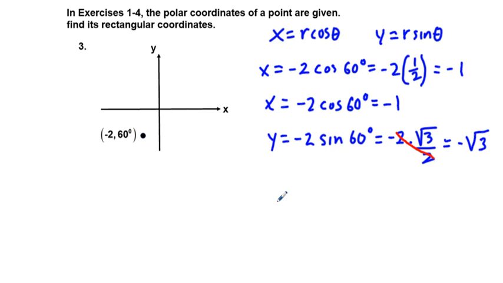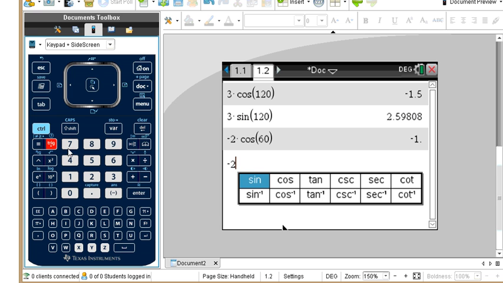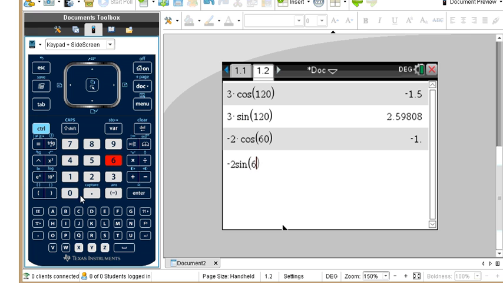And if you didn't happen to know, as I did, that the sine of 60 degrees is square root of 3 over 2, you could go to your graphing calculator. In this case, I have my TI-Nspire CX calculator, and we get negative 1.732.